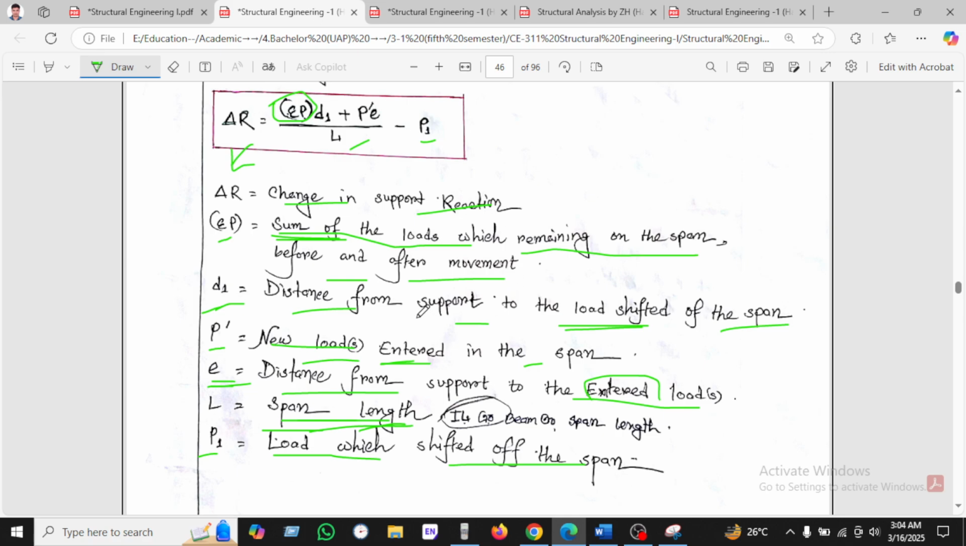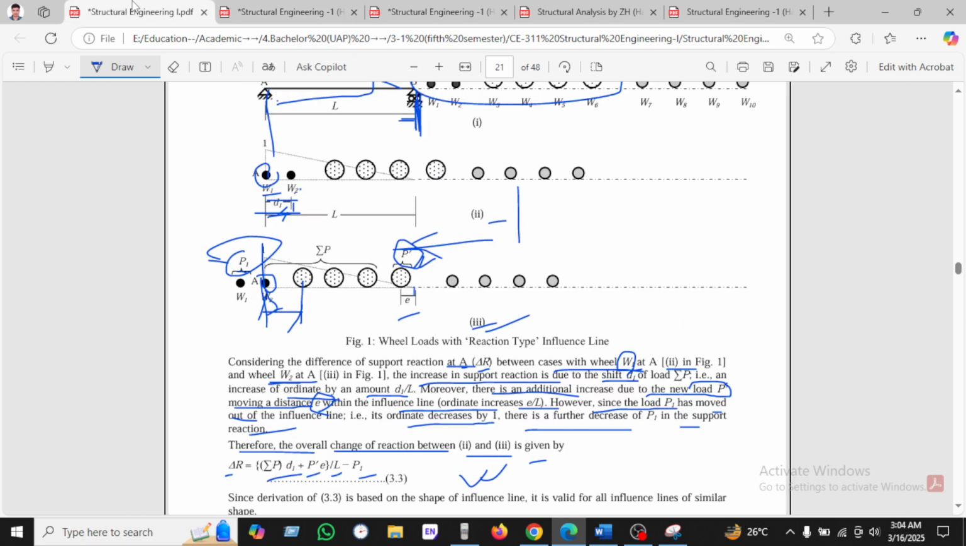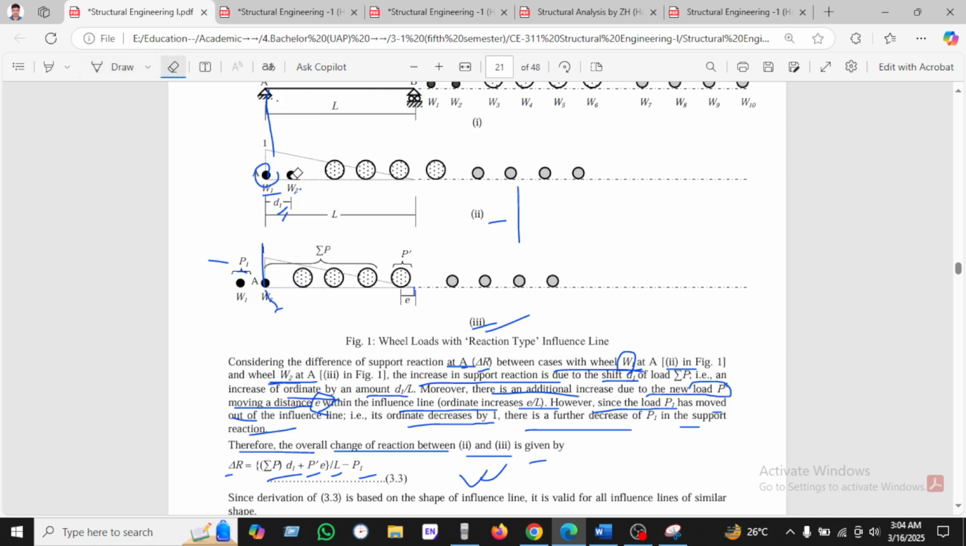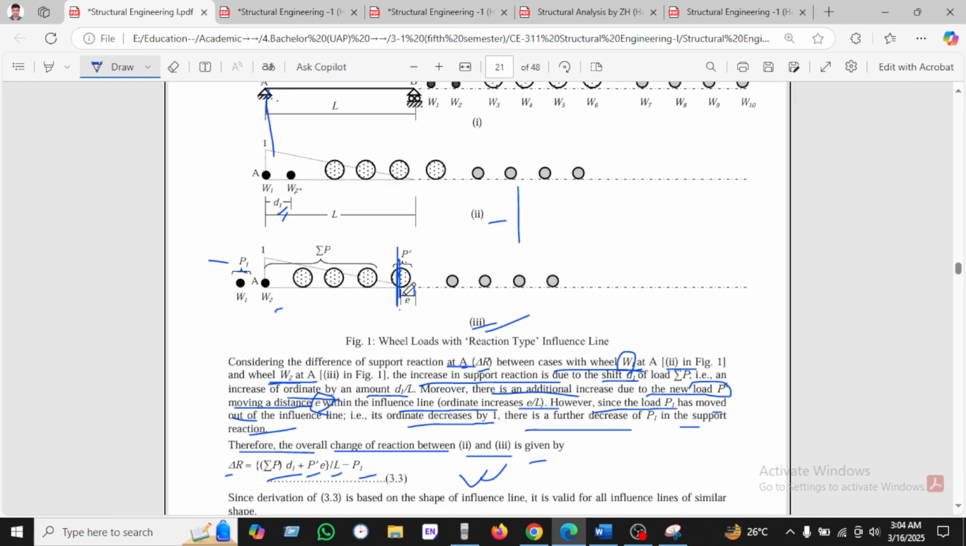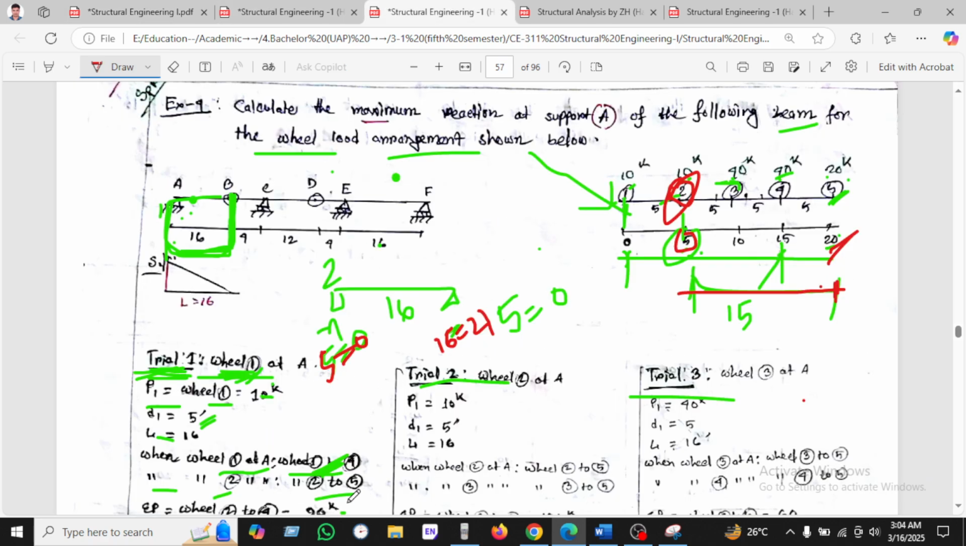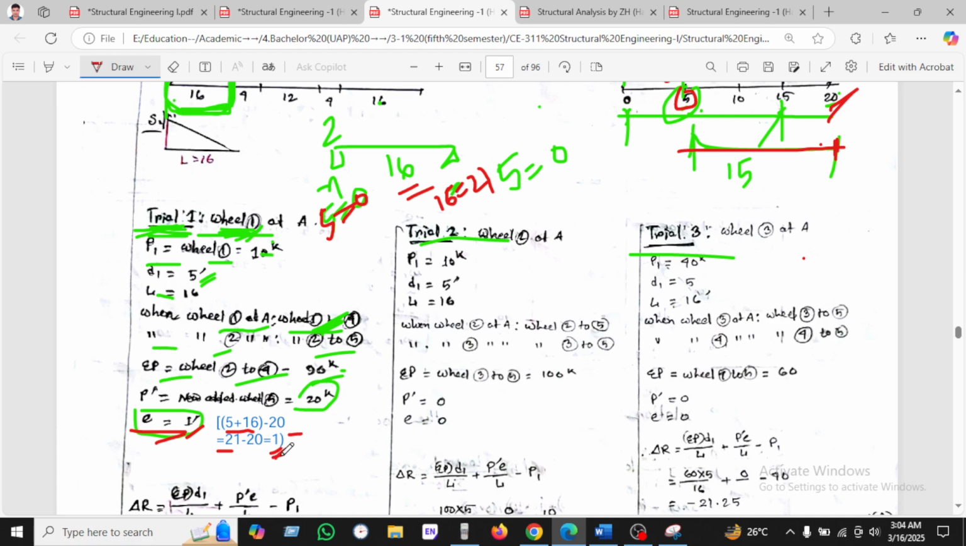I will get, as we have been seeing here, this is the distance from support to the extended wheel, or you can say you can clearly understand from this graph. This is the E, as we have been taking the load P, which we have found 20 kip, placed in here, and the distance of E will be like this, and the distance of support between here. So I have been taking here support, and we have seen the 16 already, so that's why E will be 1, okay.